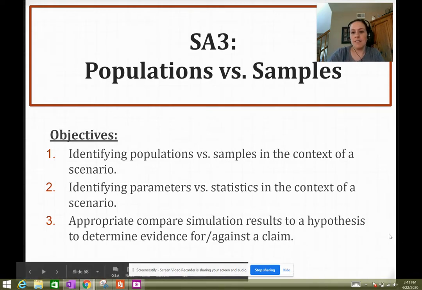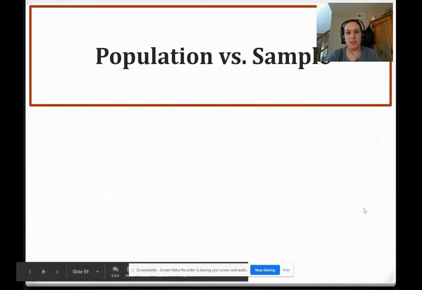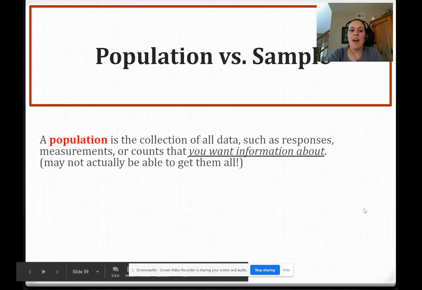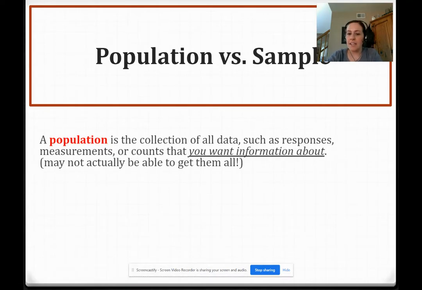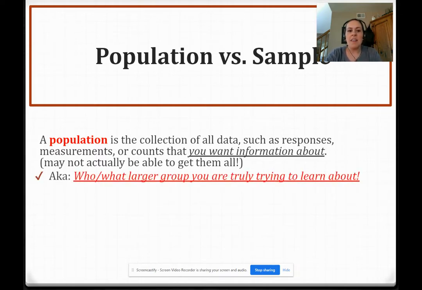All right, so let's start off with populations versus samples. A population is the collection of all data, such as responses, measurements, or counts, that you want information about, okay? Now, populations oftentimes are very challenging to get information from because you're typically trying to learn about some really large groups of people or things. One way you can think about it is the population is the who or the what you're really trying to learn about. So I might be trying to learn about all US adults.